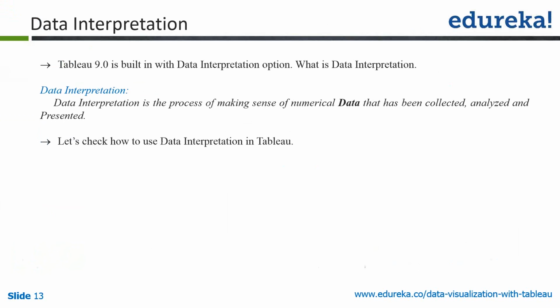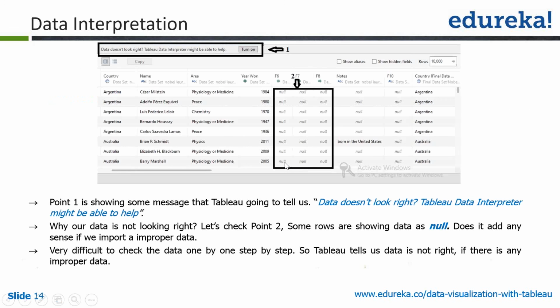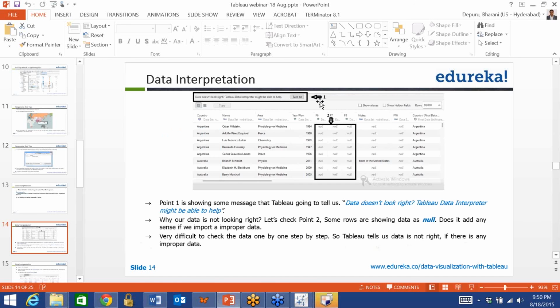There is one good option in Tableau called data interpretation. What if the data that you're dealing with in Tableau has some null values, doesn't have any values in that? By default, Tableau will fill that particular cell with a null option, right? Now let us do this also in Tableau and see how it works.